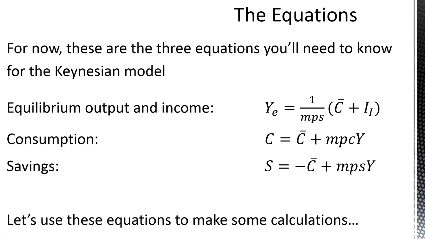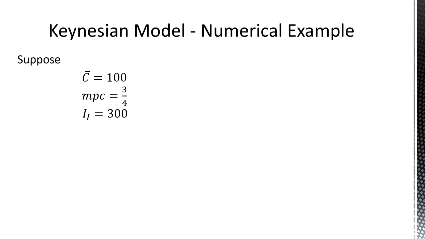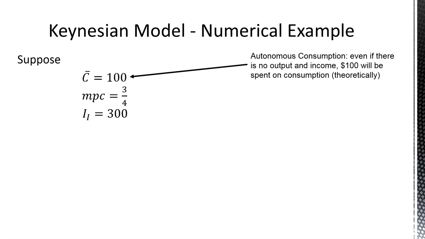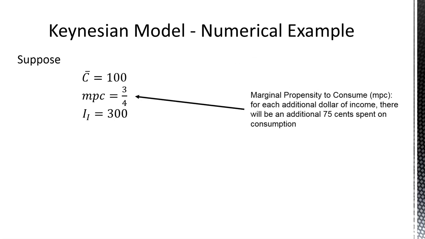So let's make some calculations based on just a made-up example with some made-up numbers. Suppose you've got this information. An economy has C bar, autonomous consumption, of $100, which tells us that even if output and income were 0, there'd still be $100 of autonomous consumption spending, say, as people withdraw money from their savings accounts. The economy also has an MPC of 3/4 or 0.75, which tells us for each additional dollar of income in the economy, there's going to be an additional 75 cents spent on consumption.